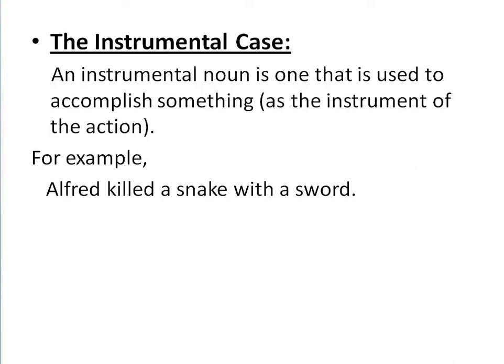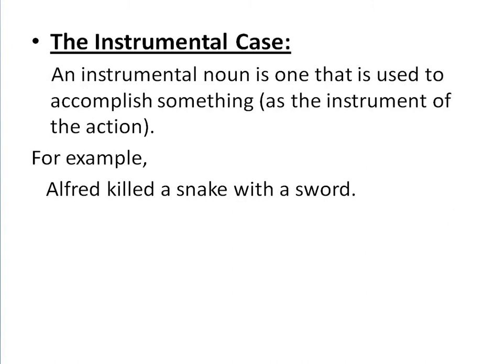Let's take another example. Alfred killed a snake with a sword. So Alfred killed a snake with which thing, which instrument? That is the sword. So here sword is an instrumental case. That is the instrument which is used to do the action. Or let's take an example, if I say that I made a phone call to my sister from my iPhone. So here iPhone is the instrument with the help of which the action of making the phone call has been done. So that is the instrumental case.